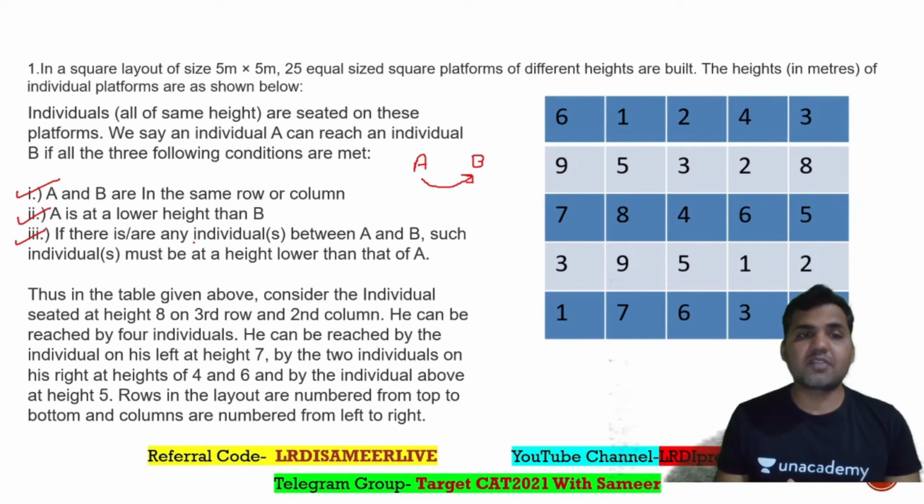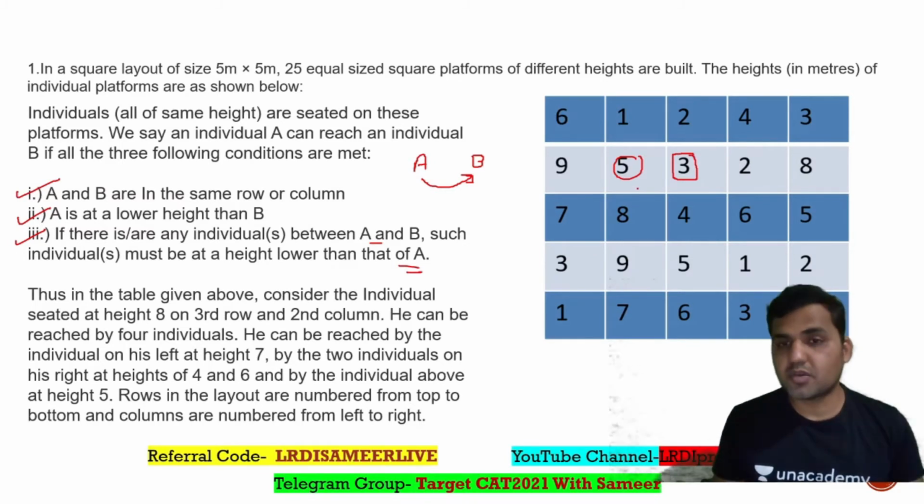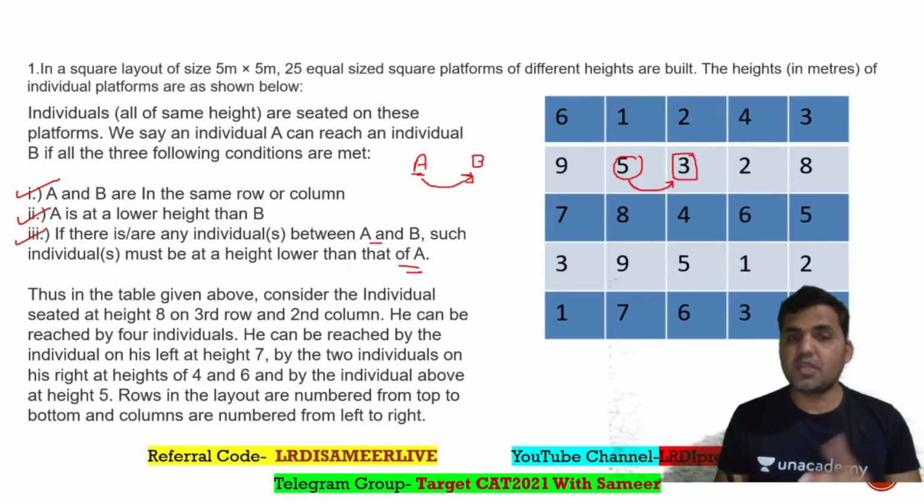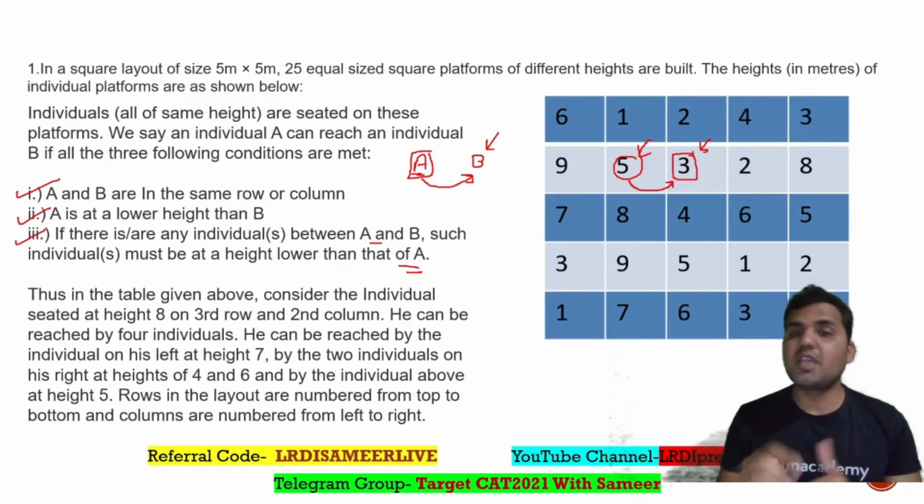And third is, if there are any individuals between A and B, such individuals must be at a height lower than that of A. What is the meaning of this statement? For example, if I want to check whether 5 will be able to reach 3 or not, first of all I need to see that 5 and 3 should be in the same row or column. Both are in the same row, and a particular person A can reach B only if the height of A is lower than the height of B. Now see that this platform height is 5 and it is more than 3, so 5 will not be able to reach 3.